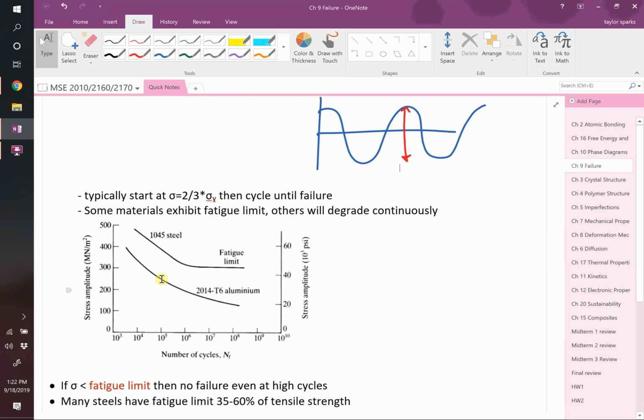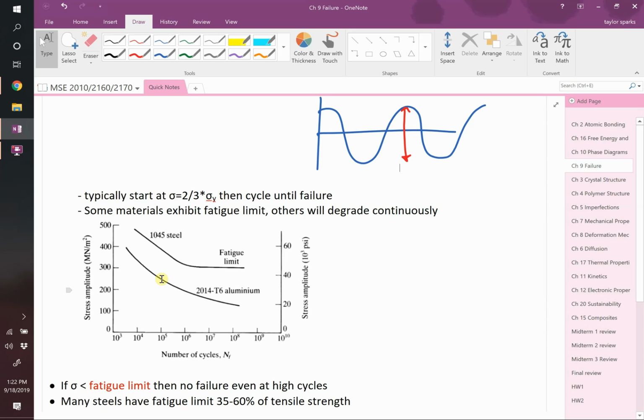Now if I do the same exact experiment but I lower the stress to 200 for my amplitude, take a look at this. Aluminum will fail at a higher level. It'll last almost like 500,000-ish or so cycles. But steel will never fail because it never intersects that line. This is because steel has a fatigue limit. It has a lower limit below which it will not fail due to cycling.